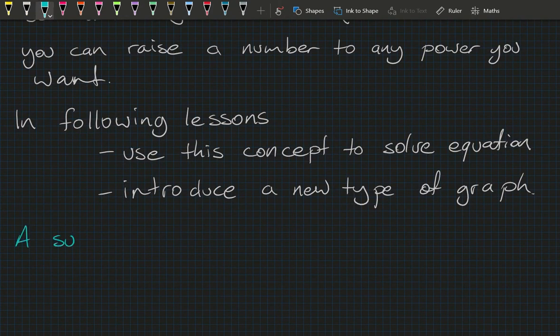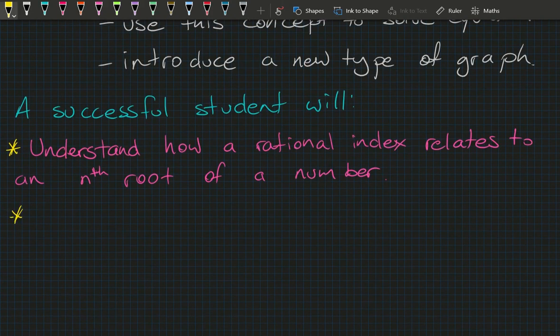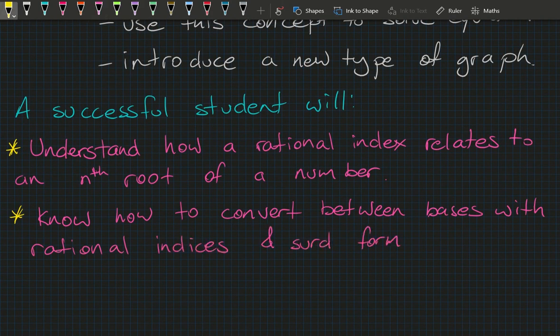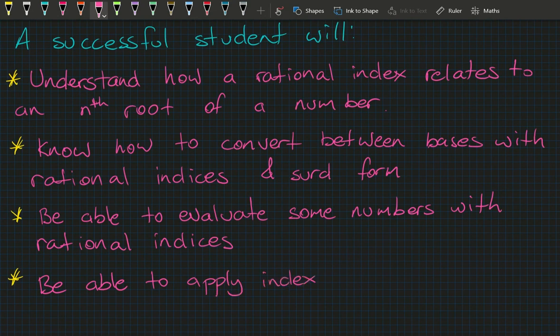Alright, so from this lesson, a successful student will understand how a rational index relates to the nth root of a number, know how to convert between bases with rational indices and surd form, be able to evaluate some numbers with rational indices, and be able to apply index laws to expressions involving rational indices.